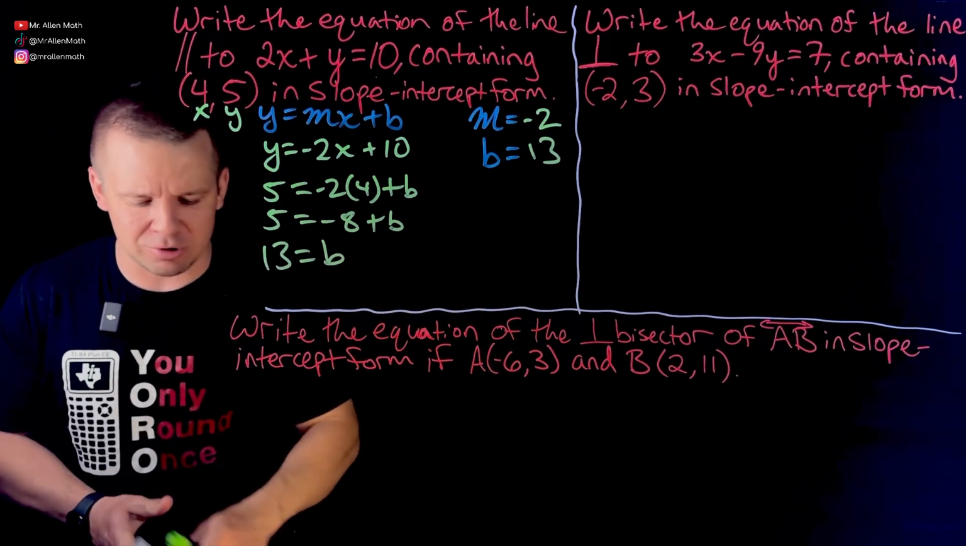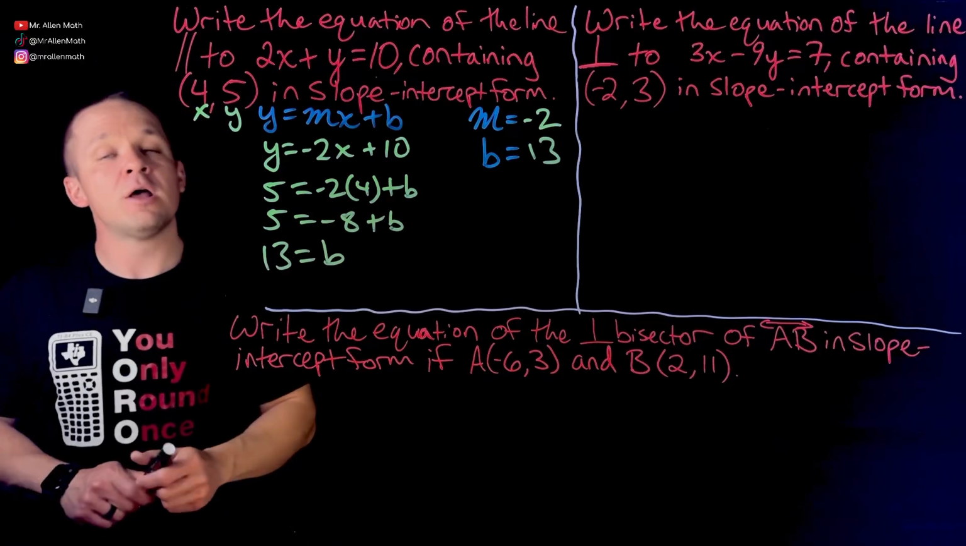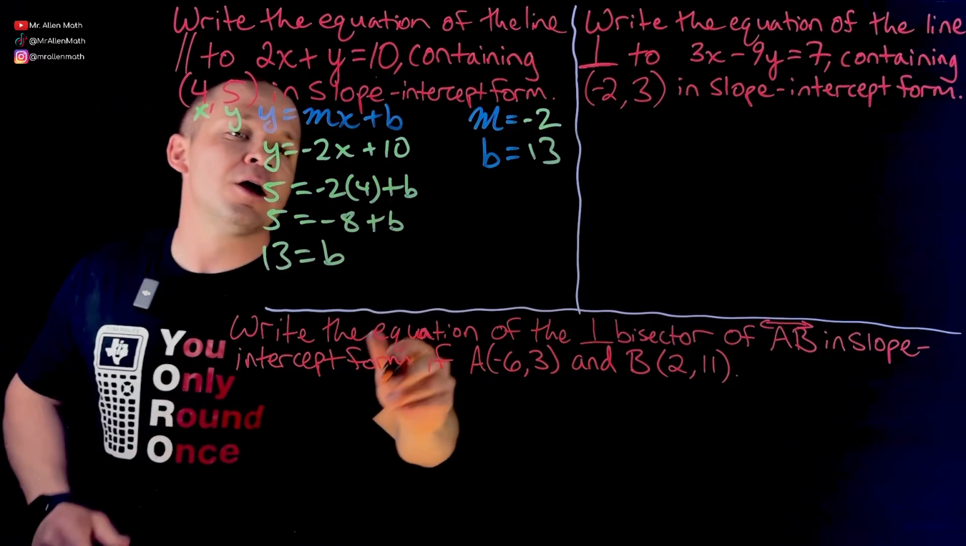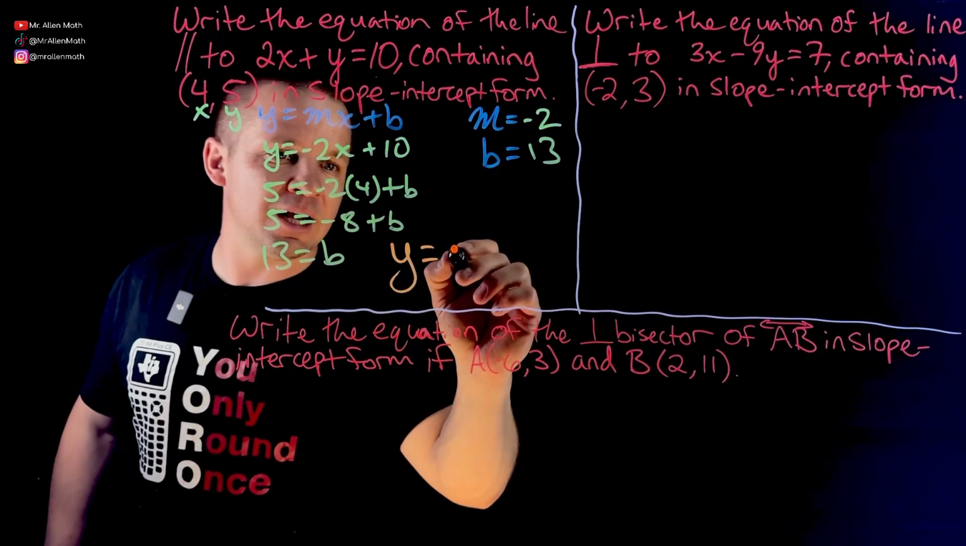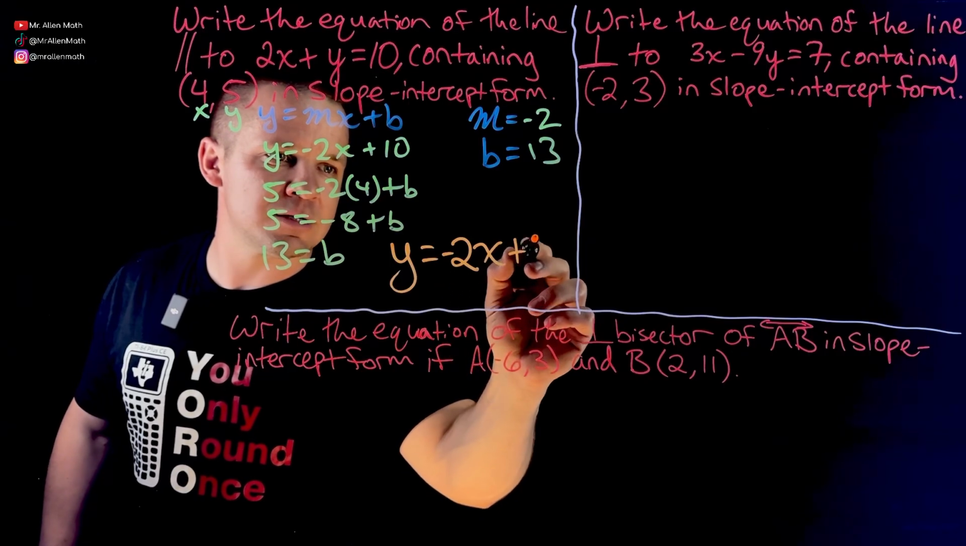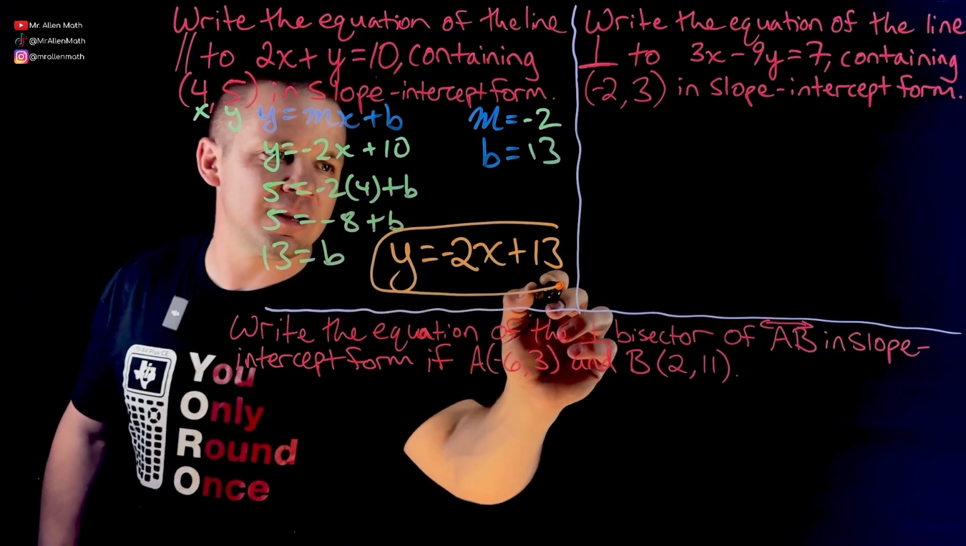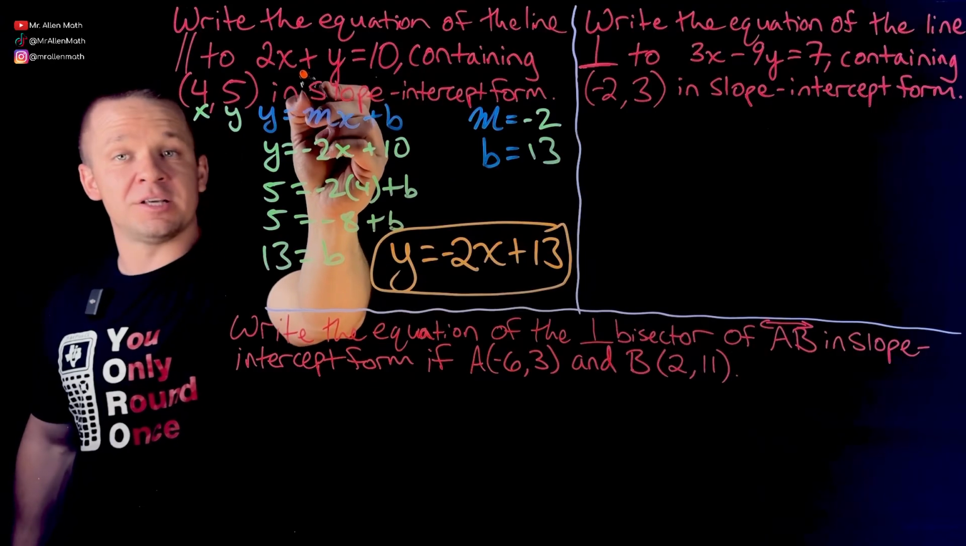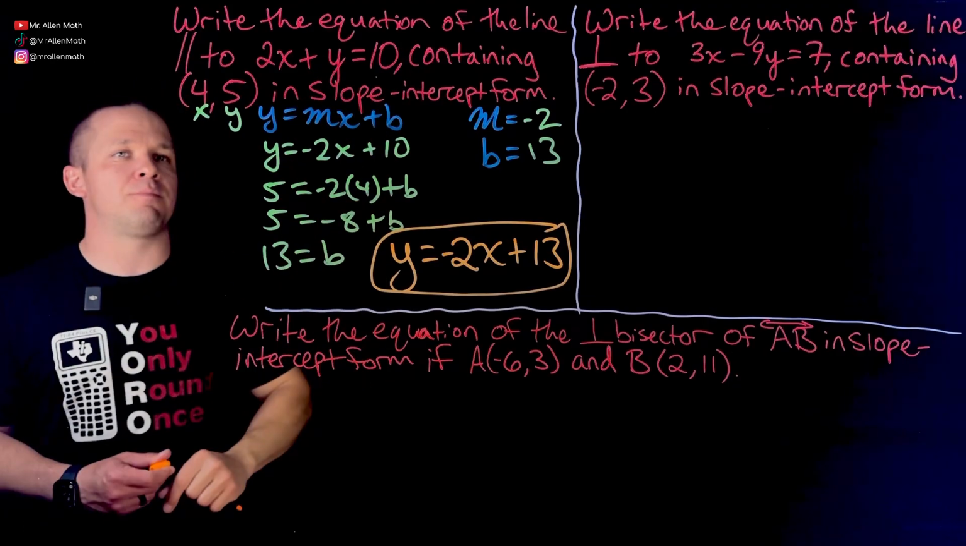No. Common misconception. Everyone's like, oh, cool, I'm done. No, you didn't answer the problem. It's going to be y equals negative 2x plus 13. That is the equation of the line that is going to be parallel to this one given in the problem, and it will contain that point (4, 5).